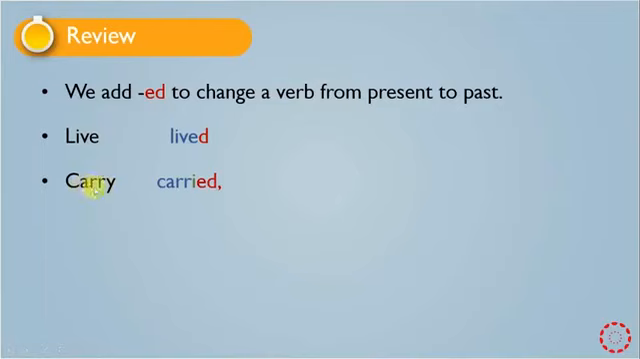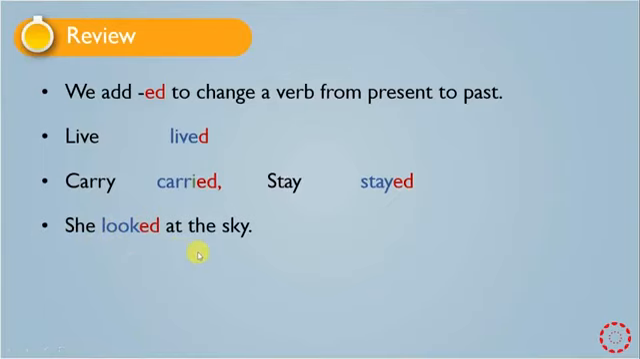If a verb ended with y and before y we have a consonant sound, we change y to i and then add ed. But if the word ended with y but we have a vowel sound before y, we don't change y to i, we only add ed, just like stay, stayed. The structure of past simple is subject, verb plus ed, and complement. She looked at the sky. This is the sentence.